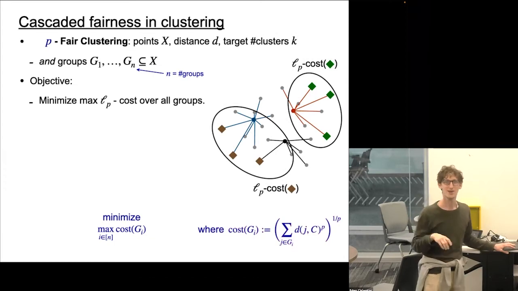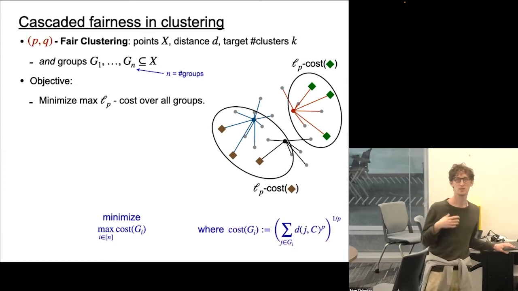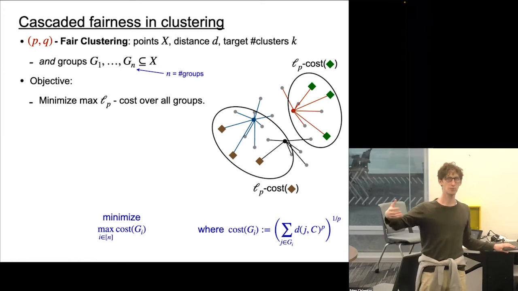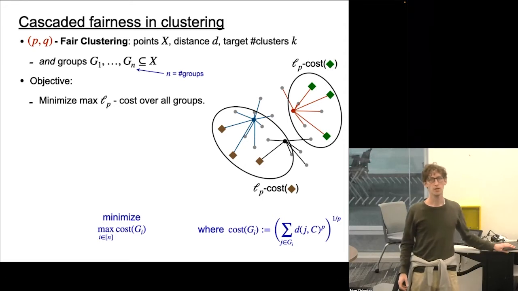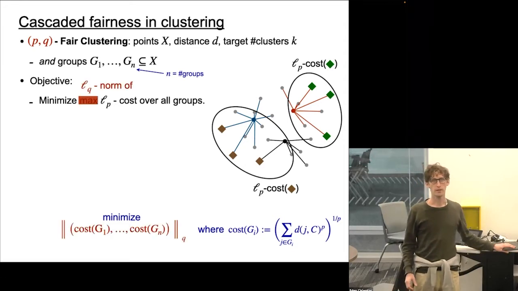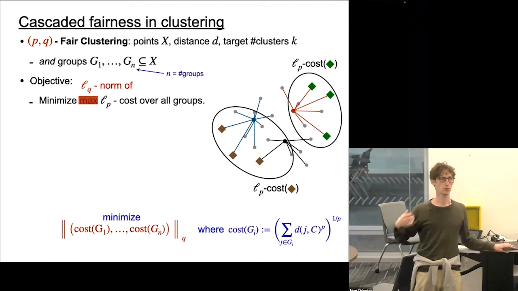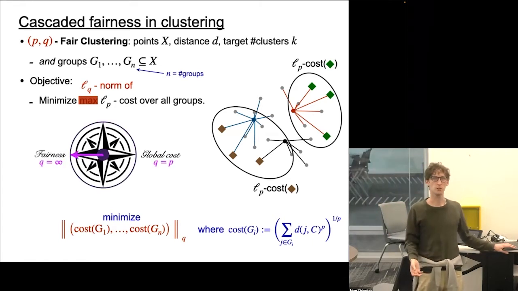Okay, so one way to balance them is this more elaborate notion of PQ fair clustering. We still have these LP costs per group, so the input is still the same, but now instead of taking the worst possible group in our solution, we look at the vector of group costs. We look at all the group costs, and then we take the LQ norm of that as opposed to the maximum, which is the L infinity norm.